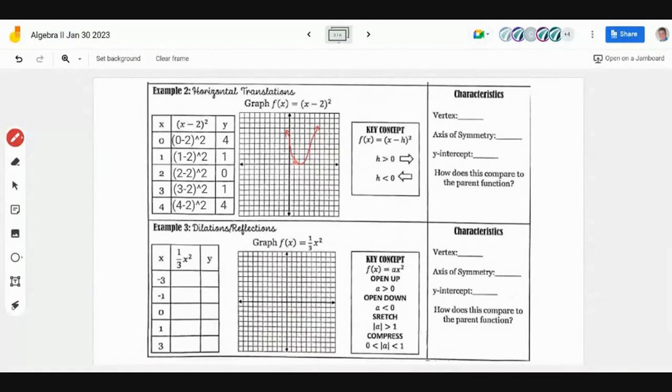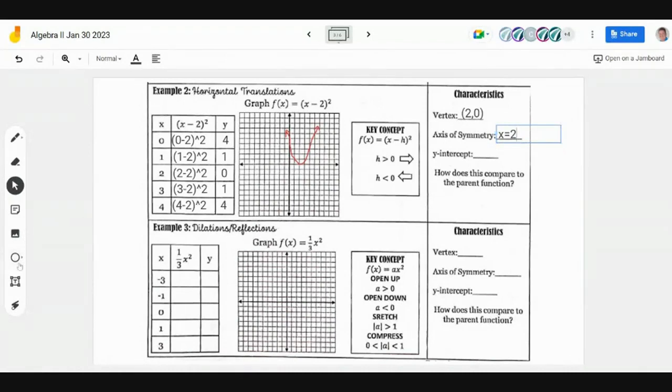So basically what has happened is the vertex is now moved. Where's the vertex? The vertex is over here at 2, 0. That's the middle point. That's the part where it turns around like a reflection. Where's the axis of symmetry? Remember, it's just x equals whatever the h is. The h is 2. X equals 2 is my equation for that.